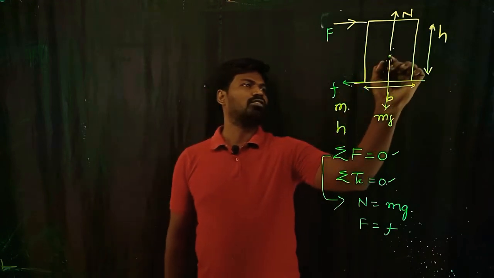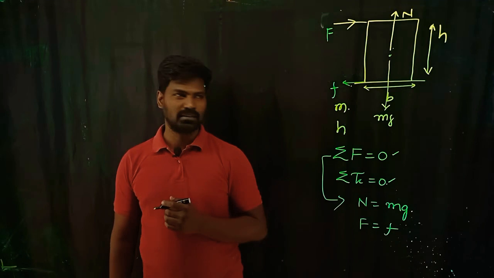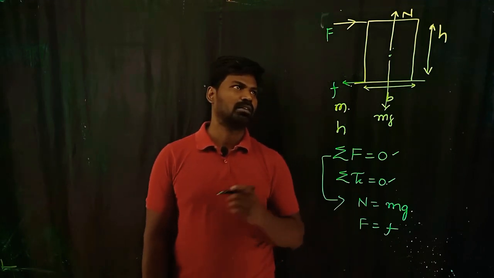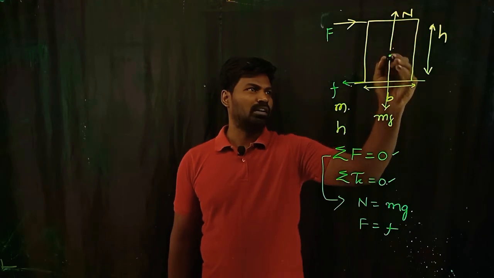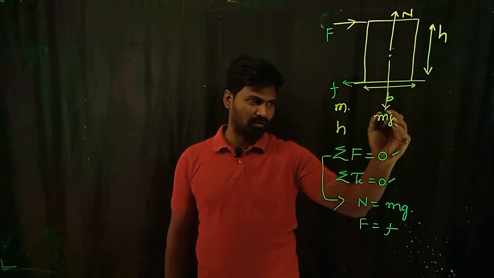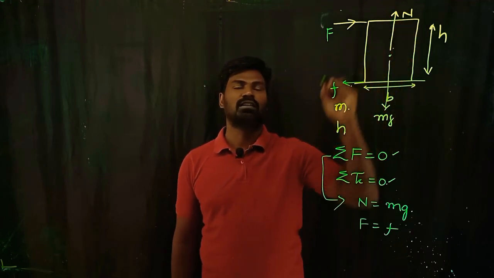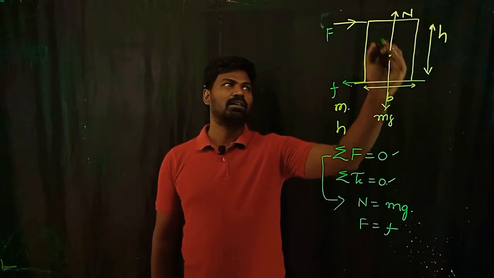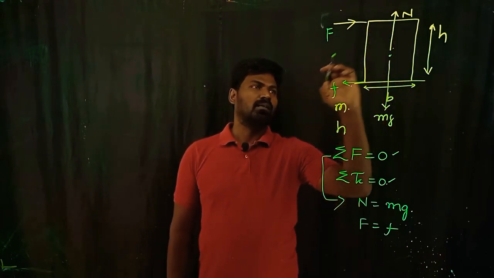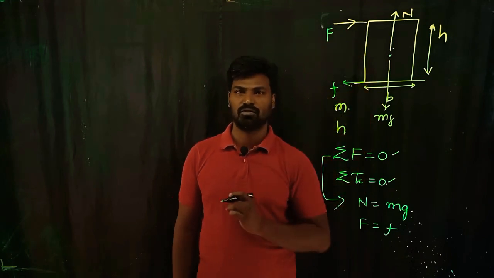I am writing down the torque equation about the center of mass. If I assume that the body is at rest, then what happens? If the line of action of normal reaction and the line of action of mg pass through the center of mass, their contribution to the torque will be 0. That means the torque should be contributed by the applied force and the frictional force only.